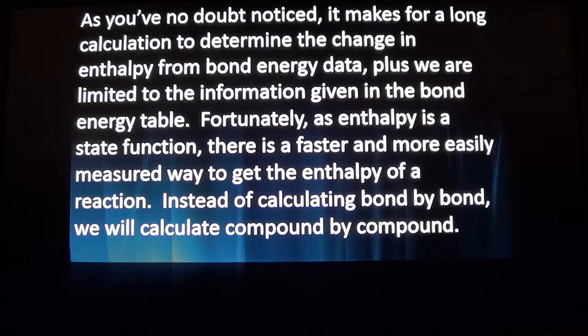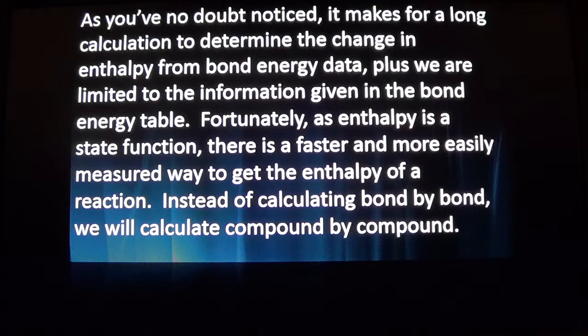Welcome back to our AP Chemistry Chapter 7 notes dealing with energy and the first law of thermodynamics. I wish to remind you that previously we looked at finding the change of enthalpy by counting the energy taken in breaking bonds and the energy released in forming bonds.